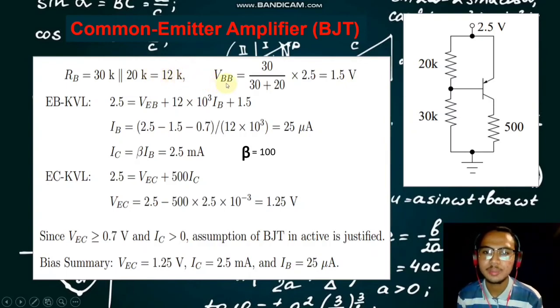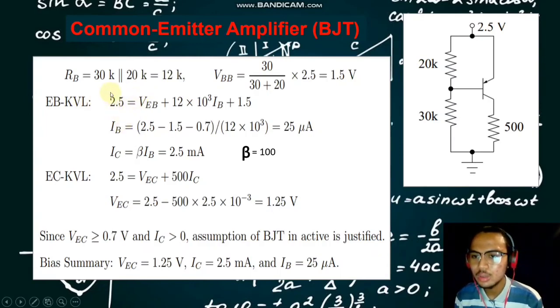For the VBB, 30 kilo ohms over 30 kilo ohms plus 20 kilo ohms, and then after we get the answer, we have to multiply by 2.5 volts, and we got 1.5 volt for VBB. Okay, for EB, we use KVL.